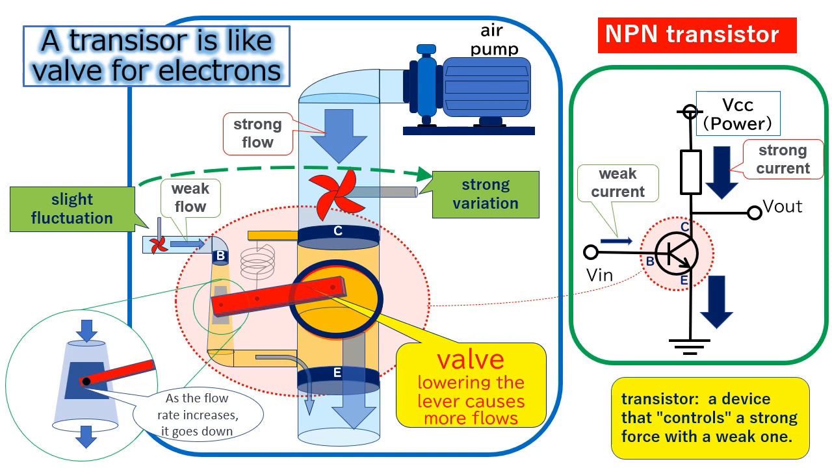When the small windmill on the left is gently stopped and turned with little force, the large windmill on the right turns forcefully in proportion to the left flow. A strong output looks like an amplified wave of the input. Like this, a transistor is a device that can control a strong current with a weak current.